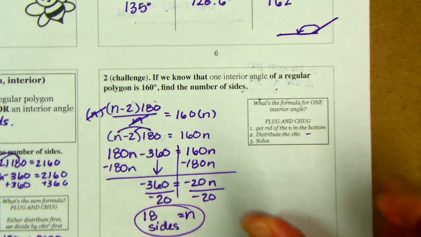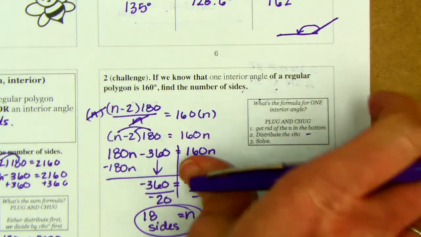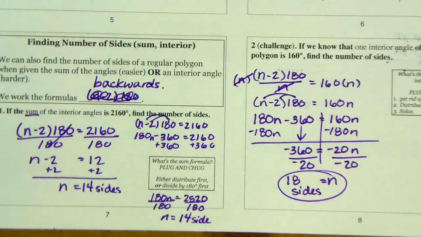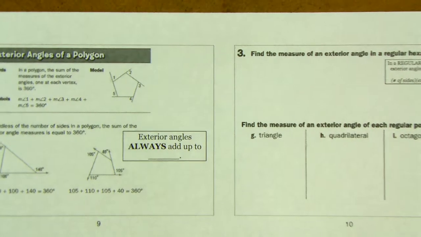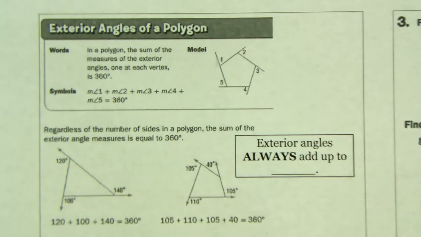So we can use both the formula with a regular polygon and a single angle, or the sum, to work backwards and find the number of sides. All right, there is one last thing in this lesson which looks really goofy, but it's easy. It's the easiest thing we're going to do, and that's exterior angles. We talked about exterior angles of triangles. This one is exterior angles of any polygon.